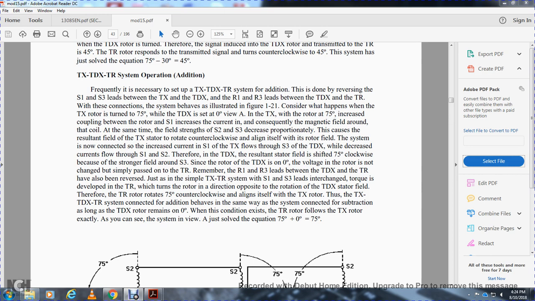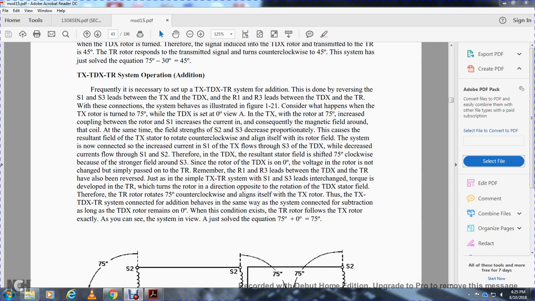The result of the field of the torque transmitter is that the rotor field rotates counterclockwise, aligning itself with the rotor field. With the system that is not connected, the increase of the current in stator 1 of the torque transmitter is followed by stator 3 of the torque differential transmitter, which decreases the current flow in stator 1 and stator 3. Therefore, in the torque differential transmitter the resultant stator field shifts 75 degrees counterclockwise, with the stronger field in stator 3, at the center of the rotor of the torque differential transmitter that is at 0 degrees.